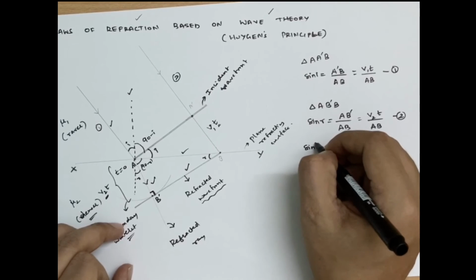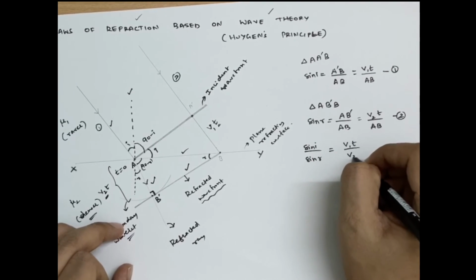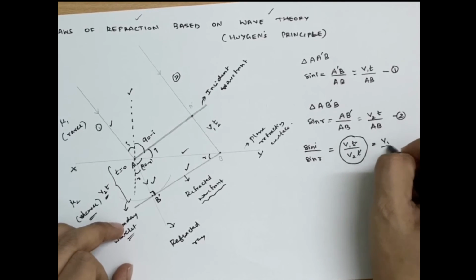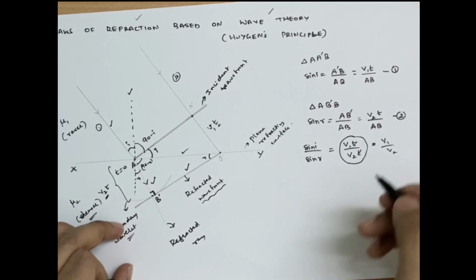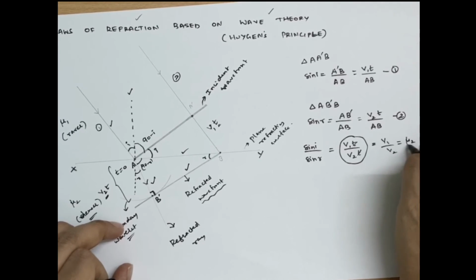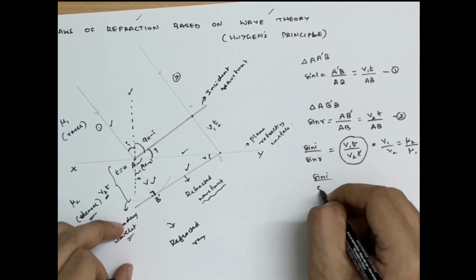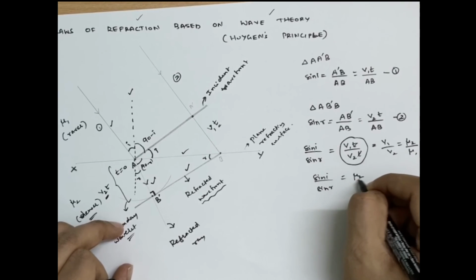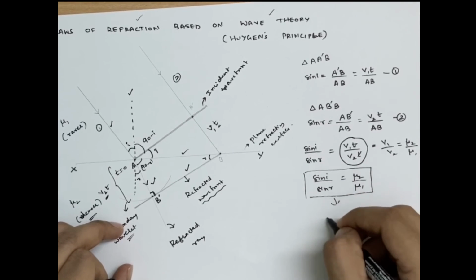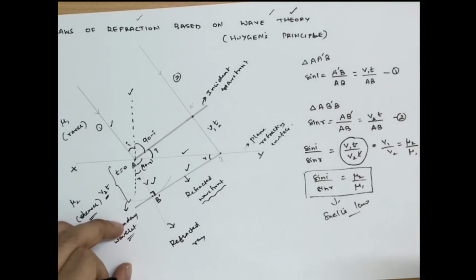So if you divide the first and the second equation, sin I by sin R will give us v1t divided by v2t. The t and t will get cancelled, leaving v1 divided by v2. But we know that the speed of light is inversely proportional to the refractive index, so this will be equal to mu2 by mu1. So if you conclude, sin I by sin R is equal to mu2 divided by mu1, and this is the proof for Snell's law using the wave theory of light.